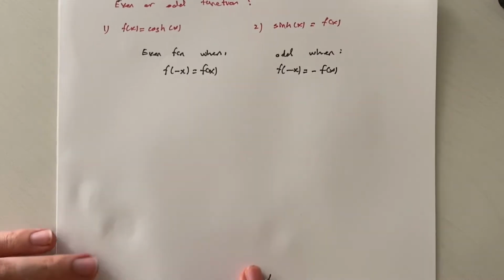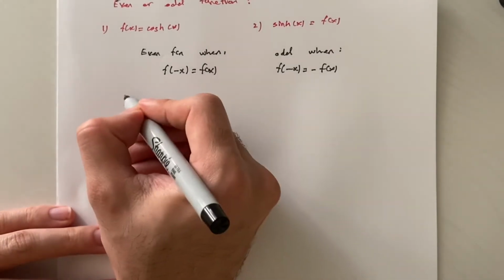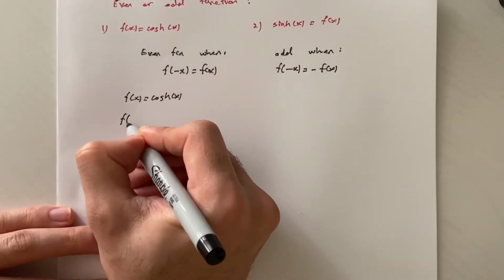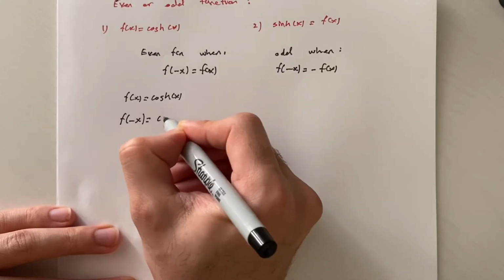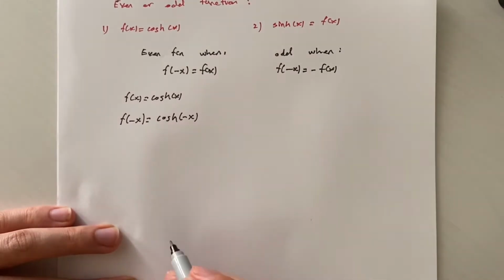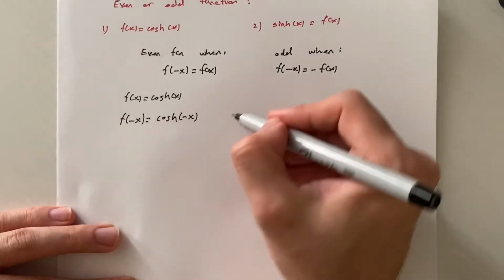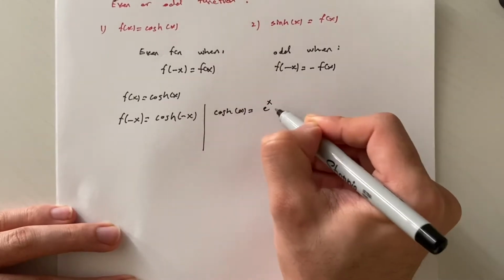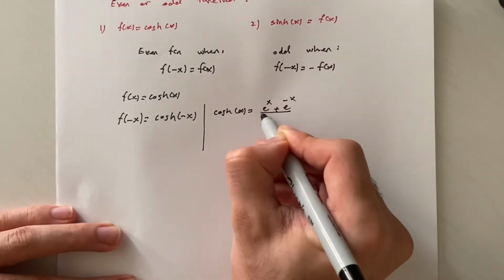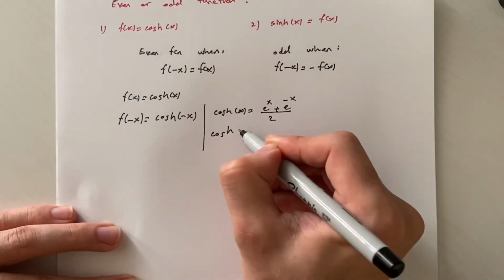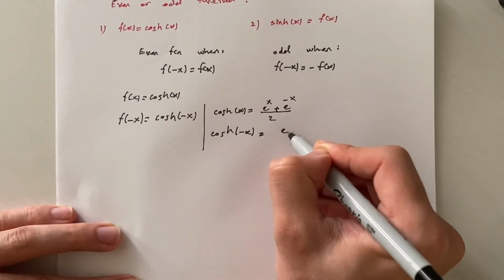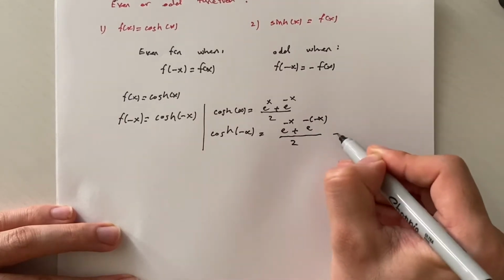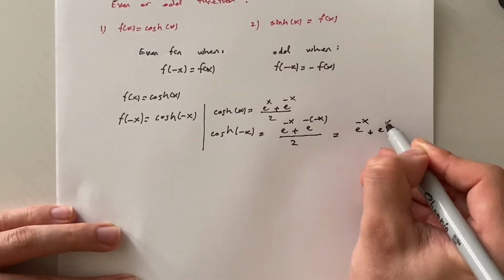So we'll start with part 1. f of x here is just cosh of x, and f of minus x is going to be cosh of minus x. Now this cosh of minus x can be written as, remember first, cosh of x is e to the x plus e to negative x, all over 2. Now to find cosh of negative x, we're just going to replace x with minus x. And here, notice these multiplied negative signs.